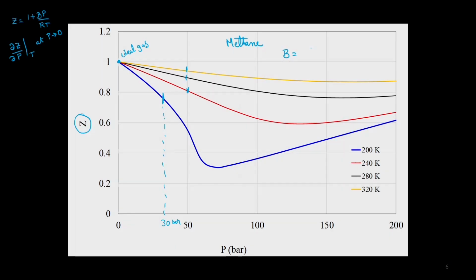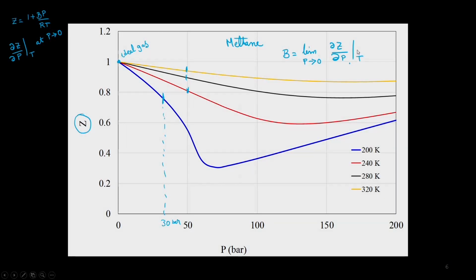So another way of defining the second virial coefficient is it is the derivative of compressibility factor with respect to pressure, at constant temperature, of course. And then let's rewrite that. It is the derivative at the zero pressure limit of Z over P at constant temperature. That is the second virial coefficient, right?